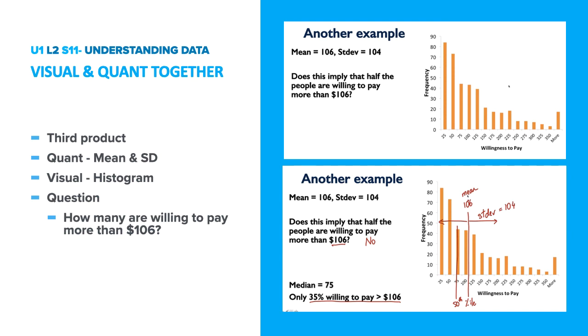So this is very important to understand. What we derive from this slide is that we have to look at the visual and the quant together. We cannot infer anything from quant itself, from mean and standard deviation.